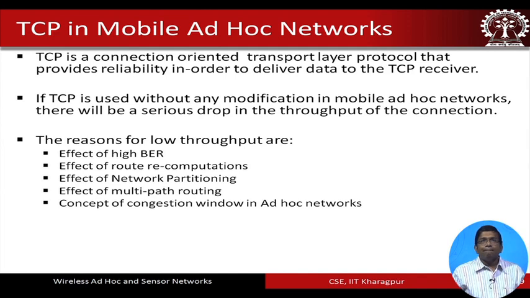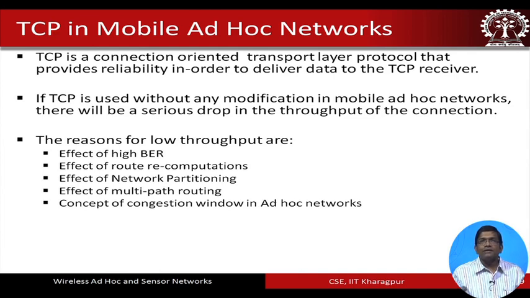So, TCP for the internet is a connection oriented transport layer protocol. It is designed to provide reliable in order delivery of data to the receiver. So, if TCP is used without any modification in MANETs, as we have seen, throughput can go down drastically in these networks, and the reasons for this low throughput are linked with many different issues.